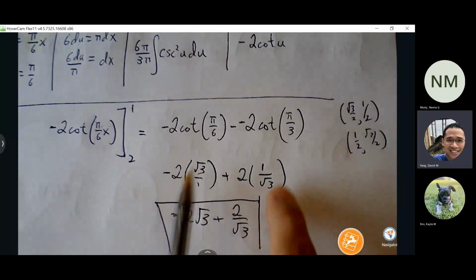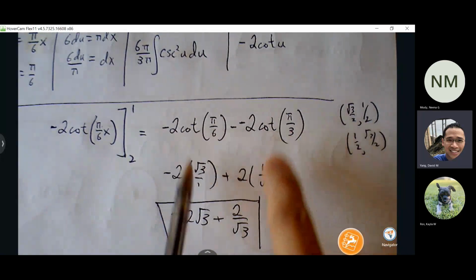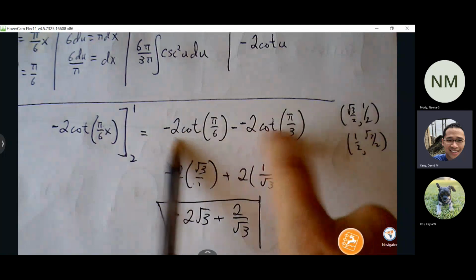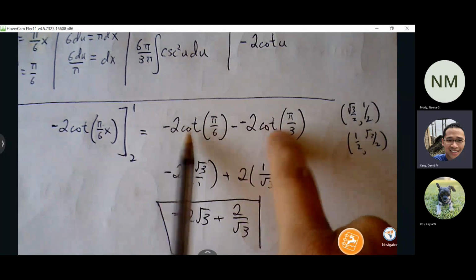So make sure you know your unit circle values, and make sure that you go one step beyond this at least. All right, so we can't have any trig hang out in our answer.